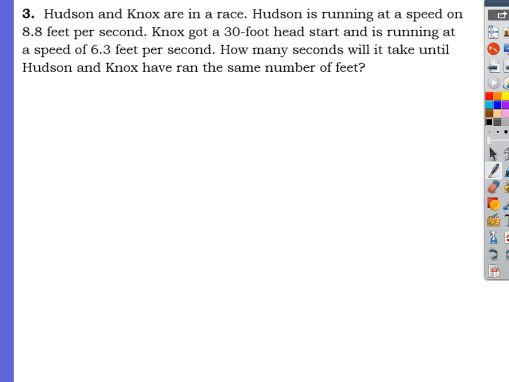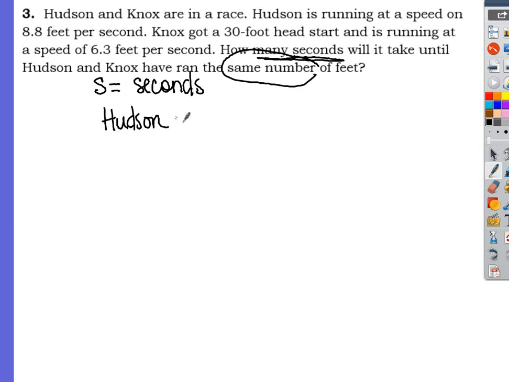Alright, so let's look at this one. So again, first things first, we're going to define that variable. So we're going to go ahead and read through the question. So Hudson and Knox are in a race. Hudson is running at a speed of 8.8 feet per second. Knox got a 30-foot head start and is running at a speed of 6.3 feet per second. How many seconds? So this is kind of our key right there, that my variable, again, I'm going to call s, is going to be seconds. And more particularly, how many seconds till I have run the same number of feet. So what I essentially want is I want Hudson to be at an equal distance as Knox.